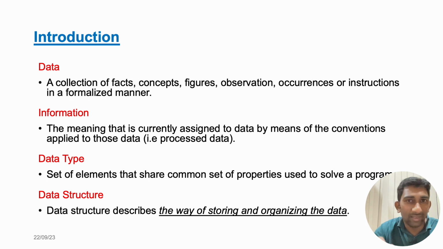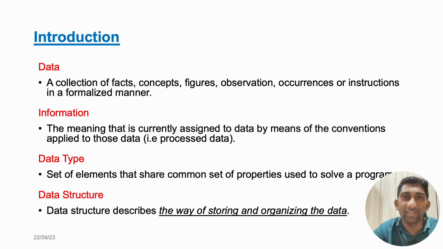So data type specifies in what format the data is available, whether it is in numbers, pictures, audio format, or video format. And if it is a number, what type of number it is: integer number, real number, and so on. That is known as a data type.